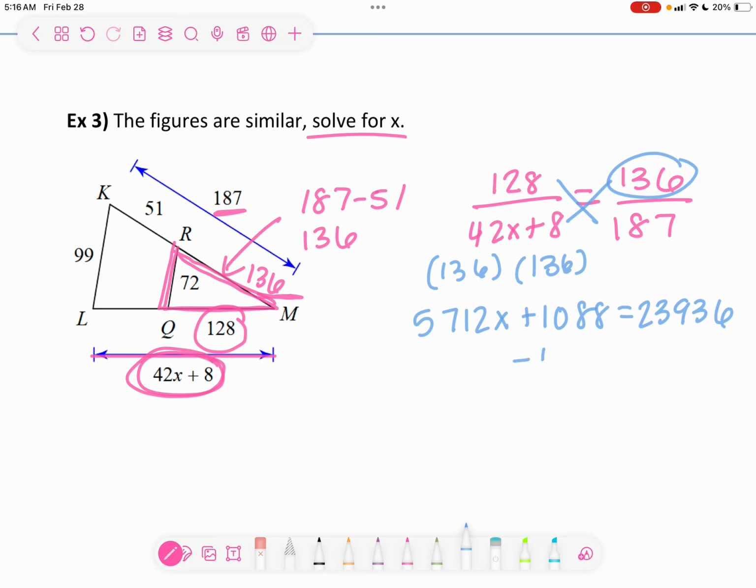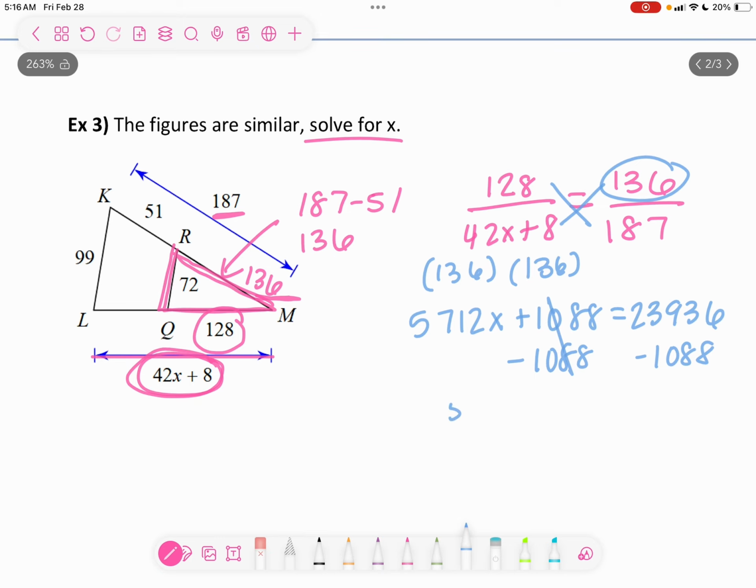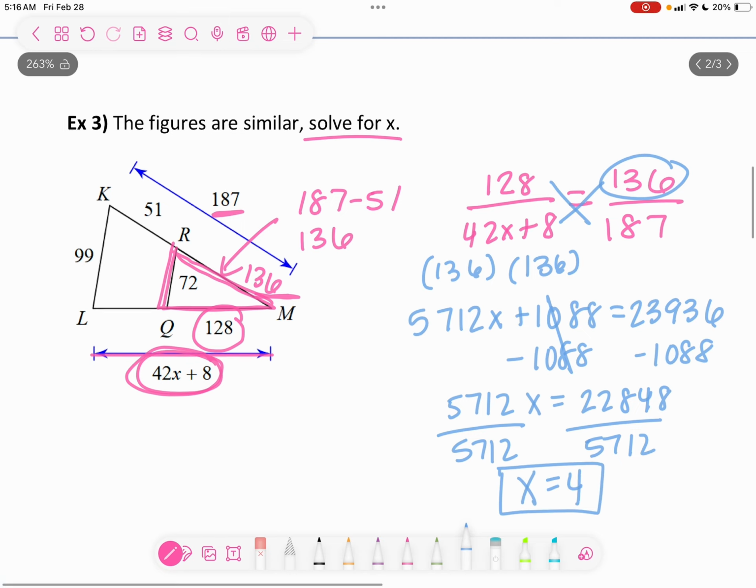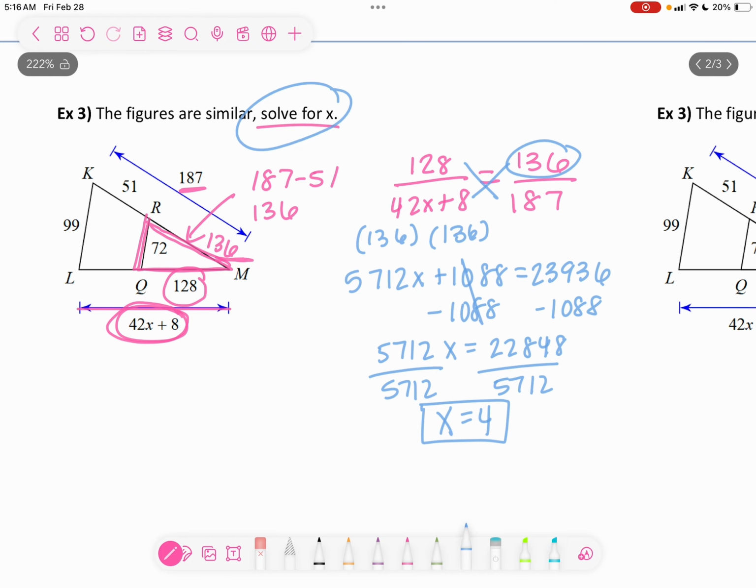Now we just finish solving. Subtract 1088 from both sides. And we have that 5712x equals 22,848. Divide by 5712 on both sides. And we actually get 4. Okay, and then that is our answer because, again, we were solving for x. So that's the value we're looking for.